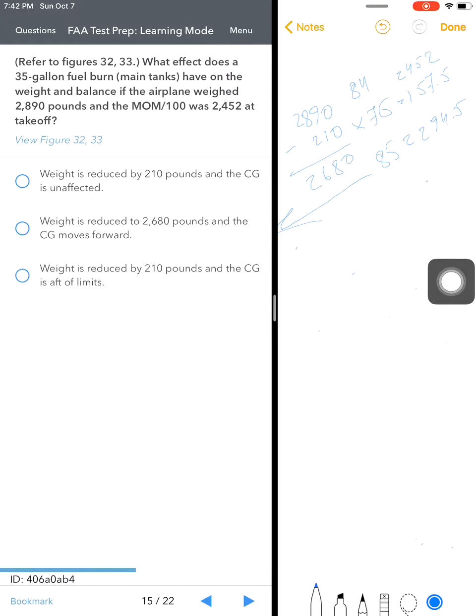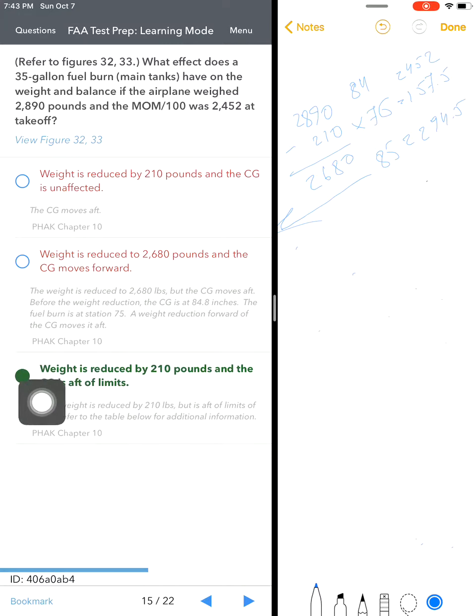So 85. It says the CG goes a little aft. It looks like this one says weight is reduced by 210 pounds and the CG isn't affected. That's not our answer. It says weight is reduced to 2680 pounds and the CG moves forward, which is not accurate. It would have been 83. And in this one, weight is reduced by 210 pounds and the CG is aft of limits. That's the one we got.